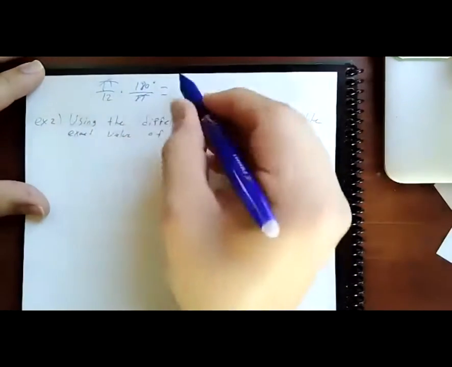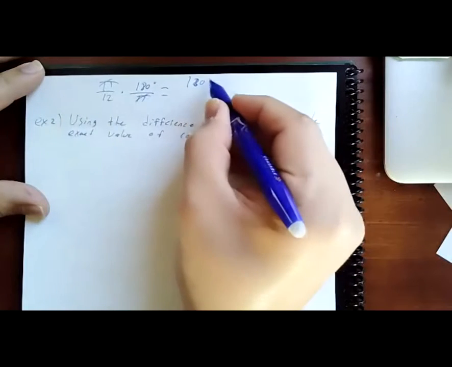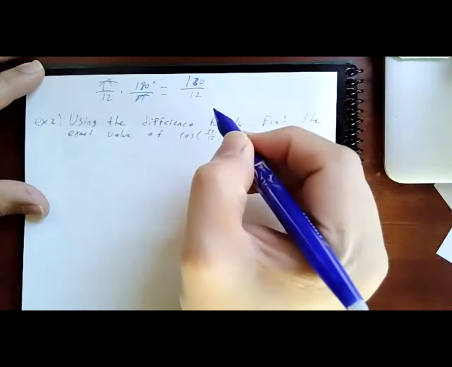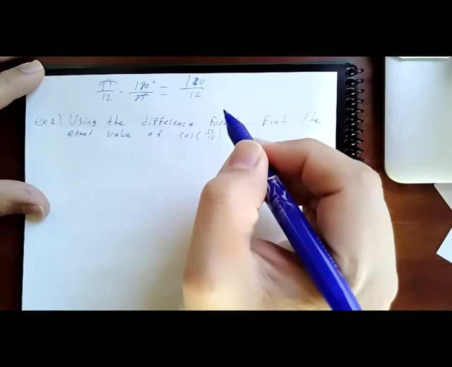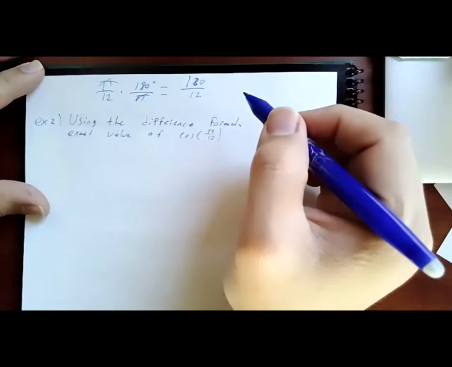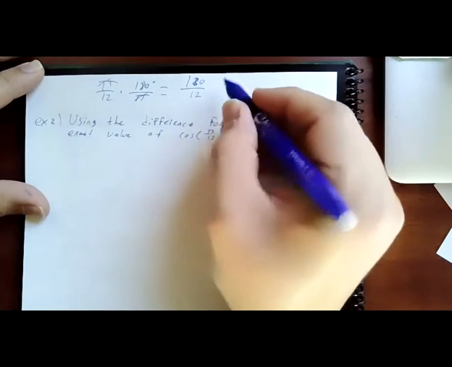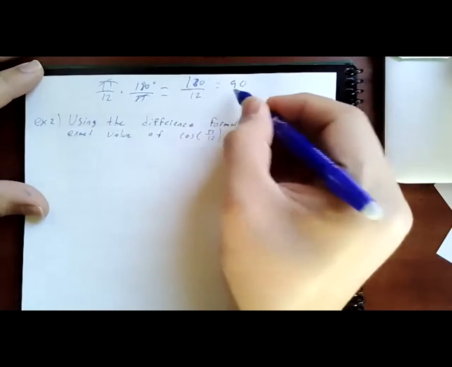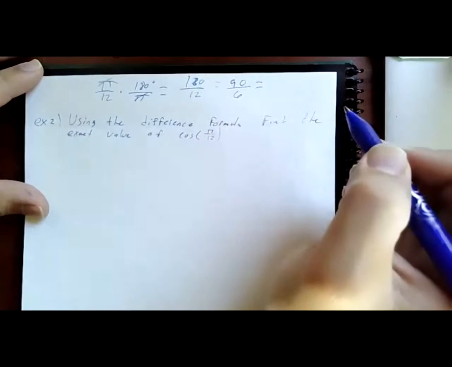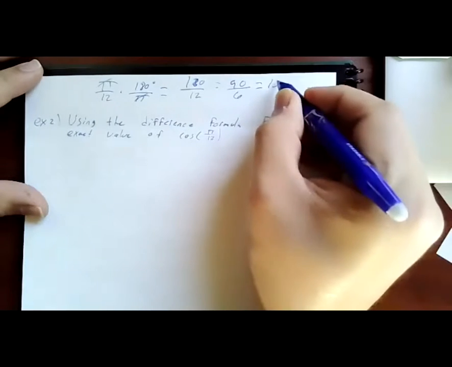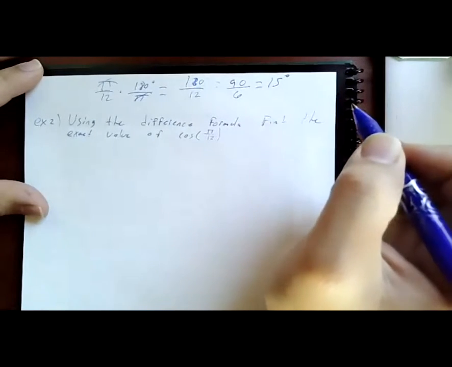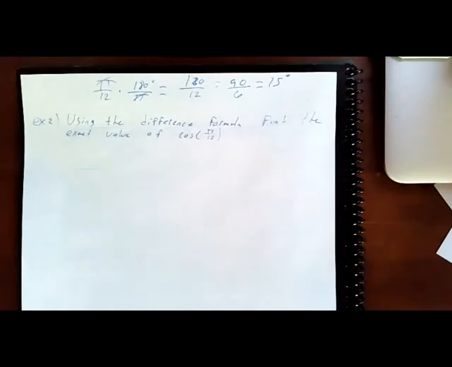So cancel that out. 180 divided by 12. 15. Yeah, see, that would be 90 over 6. What'd you get? Sorry. 15. 15? Oh, okay. Cool. Okay. So 15 is a little small, right? And it's not on the circle. So we have to use the difference because of that.